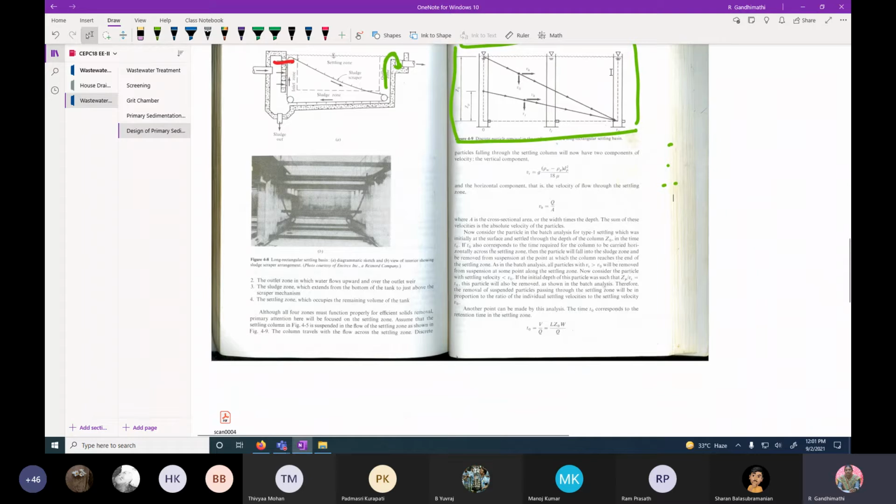You can see that the discrete particles falling through the settling column will have now two components. One is the terminal settling velocity, which we have already studied. Another one is the horizontal component. This component will not be there for the previous, that is for the batch study, but for the continuous study, you have to consider the horizontal component. Is it clear, students?